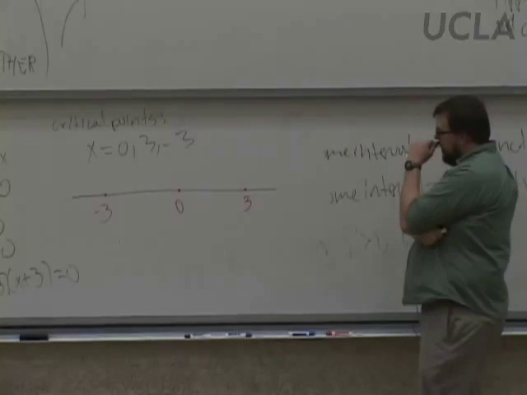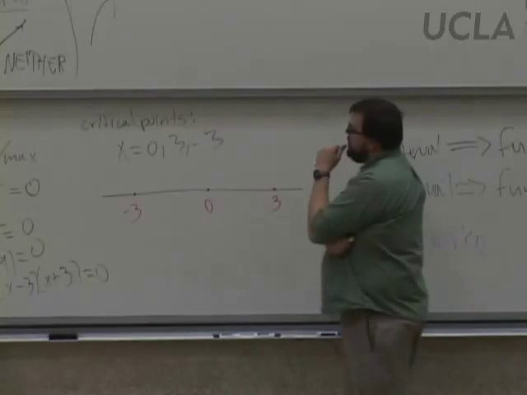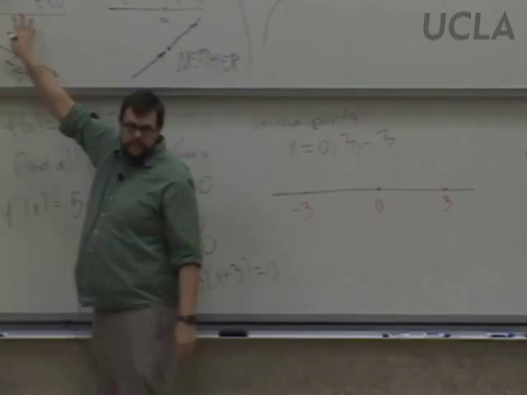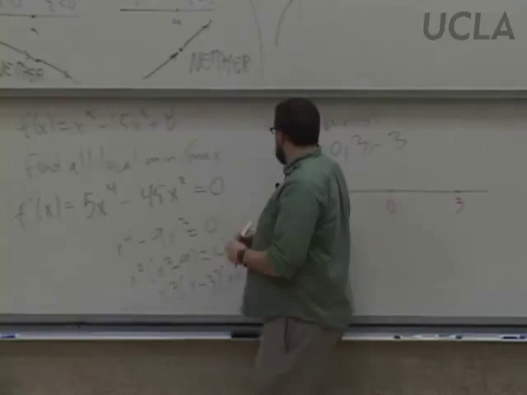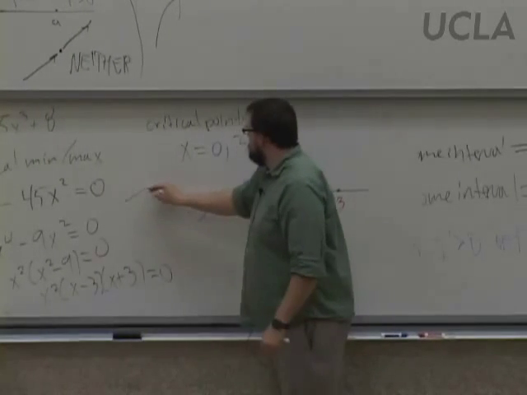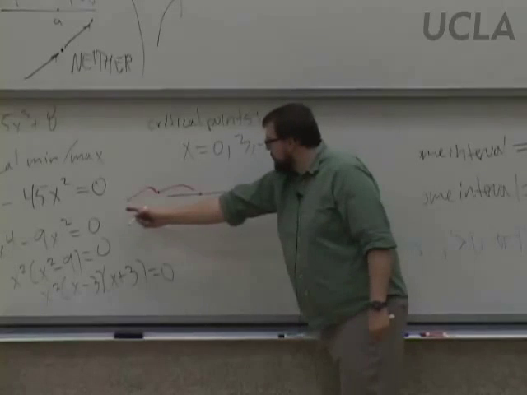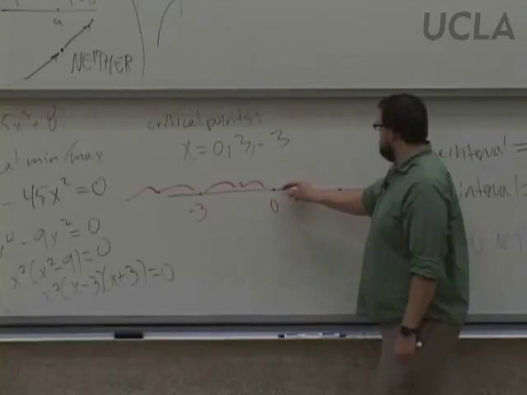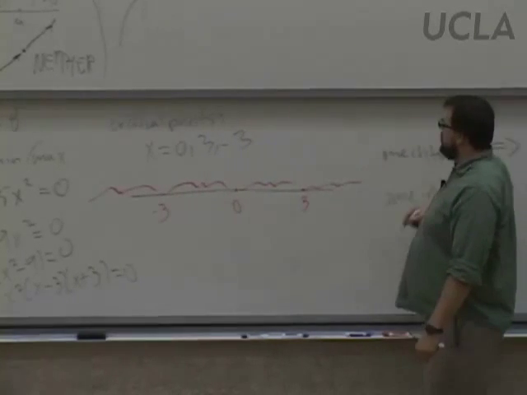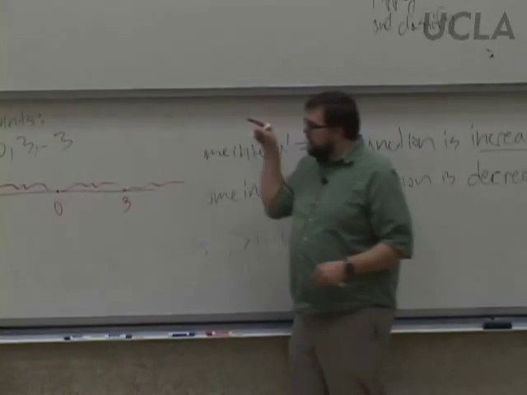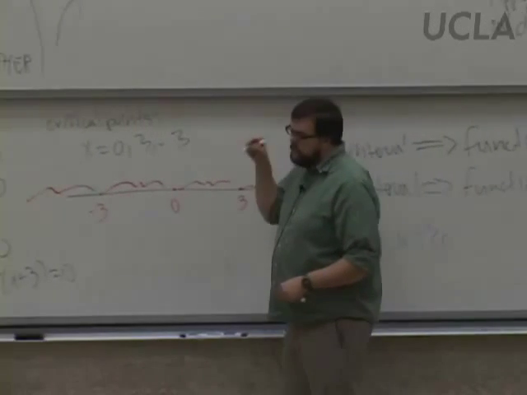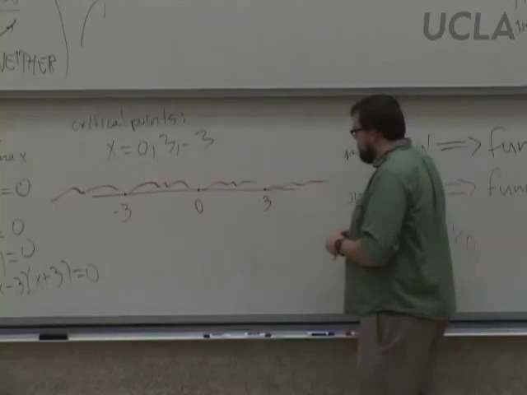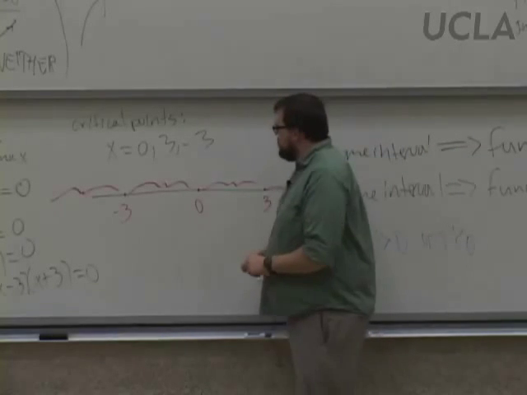Okay, so here we have our nice function. Now, to apply the first derivative test, I need to figure out the signs, whether positive or negative. In particular, note I have intervals here, all the way from negative infinity up to negative 3, from negative 3 to 0, from 0 to 3, and from 3 all the way to infinity. I'm going to look at each single interval and figure out whether the derivative is positive or negative in that interval. So how do I do that?